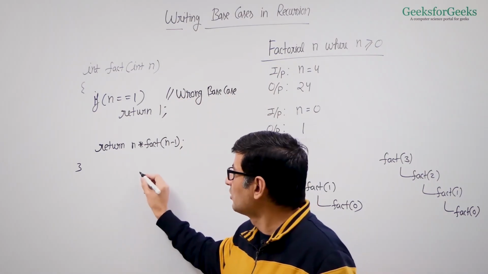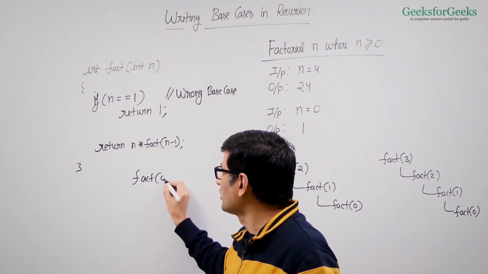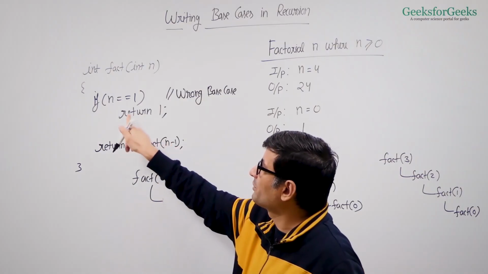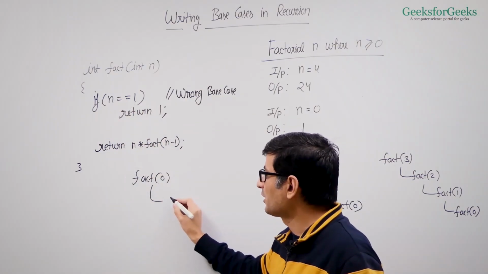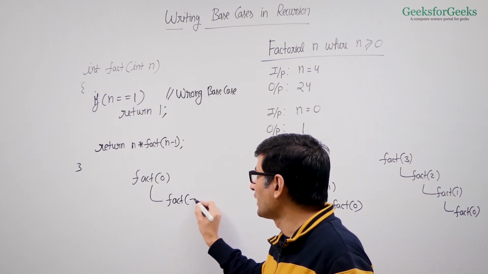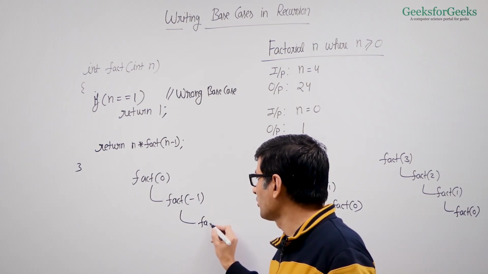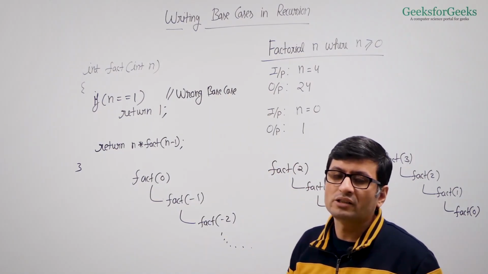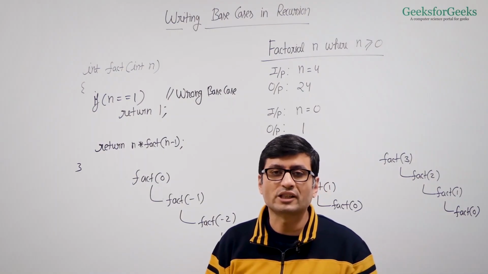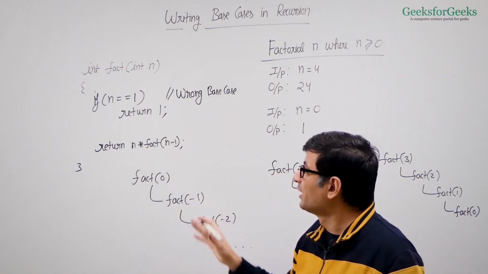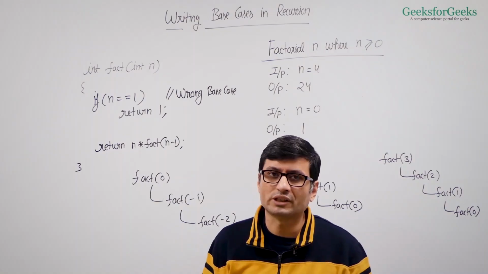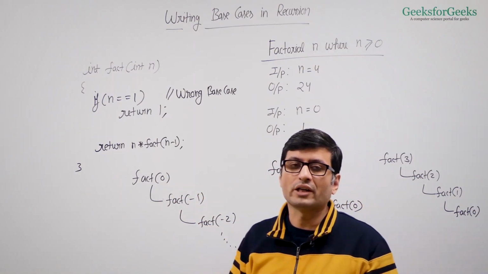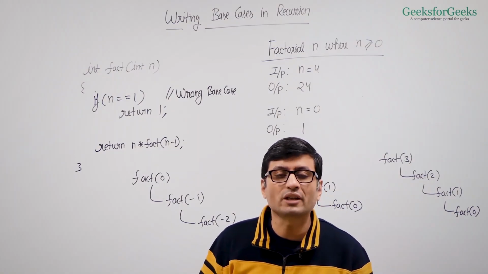If somebody passes 0, you will call for factorial 0, which is going to call for factorial minus 1 because it's not going to fall into this base case, right? It's going to call for factorial minus 1, which is going to call for factorial minus 2, and so on. It's never going to terminate. And in C++, you will get segmentation fault when you run this code. And in Java, you will get Stack Overflow exception when you run this code because it's going to take a lot of memory for recursion call stack and it's going to terminate with exception or error.